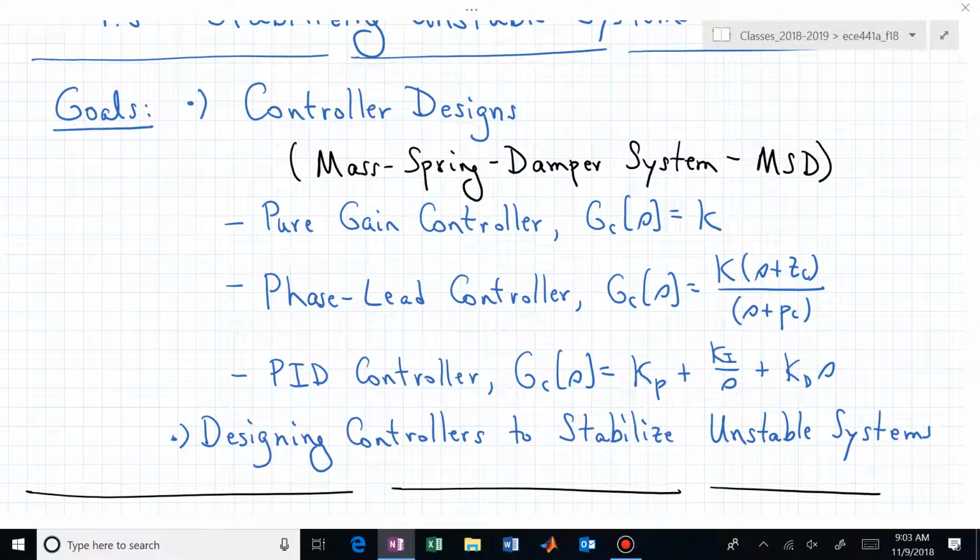Today what I want to do is lay down here. We want to go through this progression or evolution of different controller designs, and that then says we'll start with a pure gain controller, then we will look at a phase lead controller, and then we'll do a PID controller.